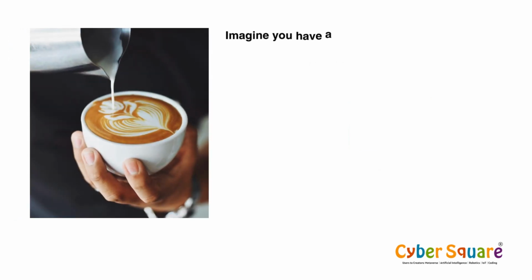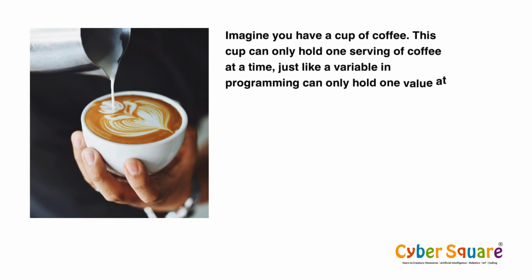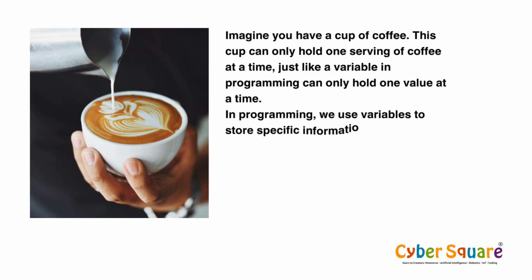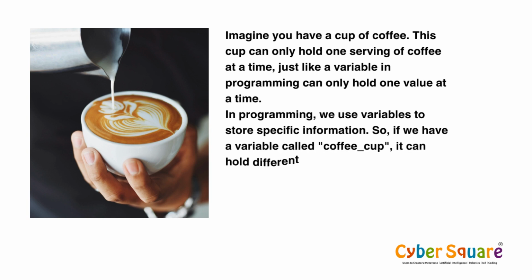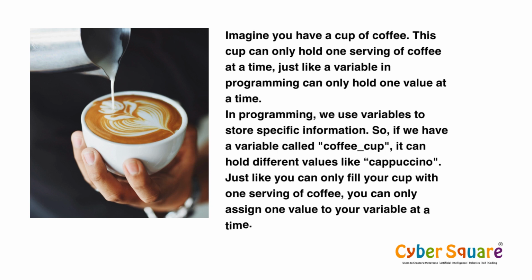Imagine you have a cup of coffee. This cup can only hold one serving of coffee at a time, just like a variable in programming can only hold one value at a time. In programming, we use variables to store specific information. So, if we have a variable called coffee_cup, it can hold different values like cappuccino. Just like you can only fill your cup with one serving of coffee, you can only assign one value to your variable at a time.